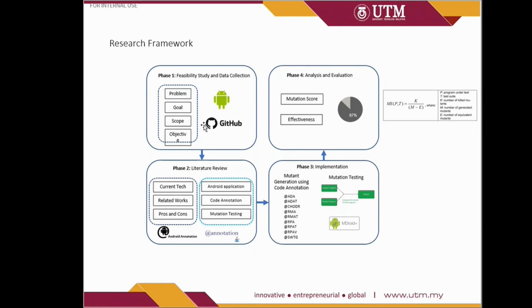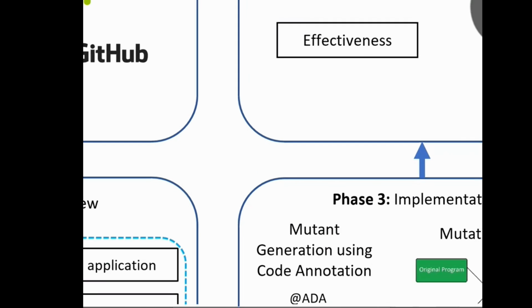Phase 3 is implementation, where we want to do the mutant generation using code annotation. From one paper, we categorize all the code annotations into 9 categories here. We also try to do mutation testing using the generic process flow that I shared just now, and we want to compare using Android Plus. Lastly is the analysis and evaluation, where we will come up with a mutation score and also effectiveness.